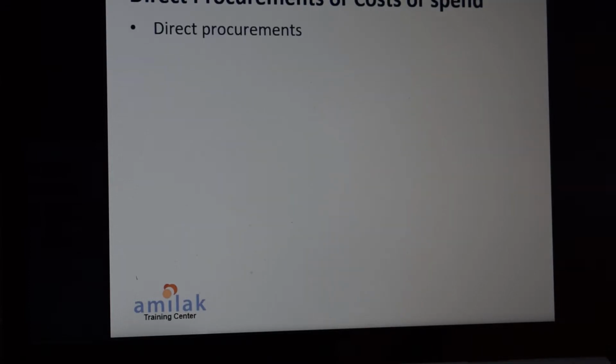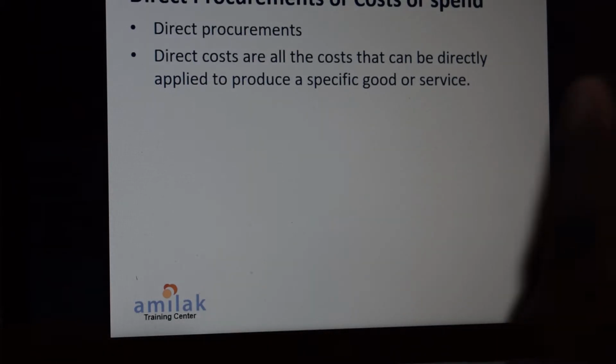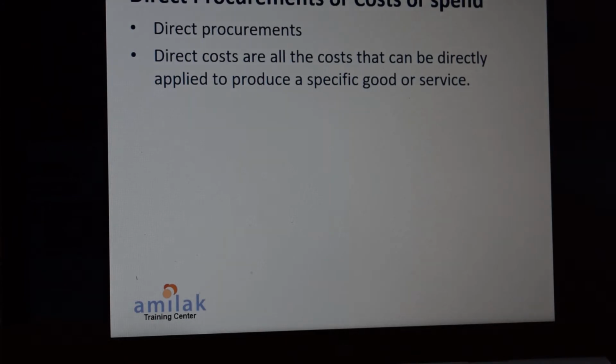So number one, let's look at direct. Just a quick definition of direct procurement. Like I said, I'll interchange the two: direct procurement or direct costs. No confusion, the two of them mean the same thing. So direct costs are all the costs that can be directly applied to produce a specific good or service. So if any cost can be traced down to a particular product, then that cost in production of that product becomes a direct cost.